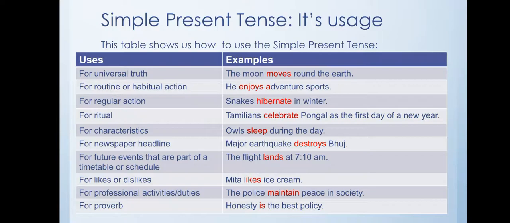Again, we use simple present tense for future events that are part of a timetable or schedule. Let's learn with the example. The flight lands at 7:10 a.m. So, it's the scheduled time for the flight. So, this is expressed in simple present tense.